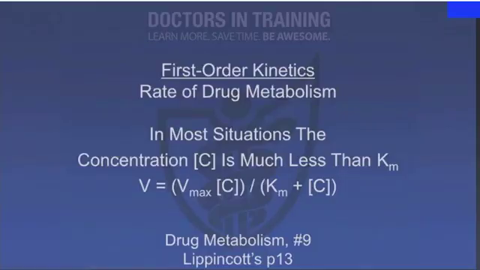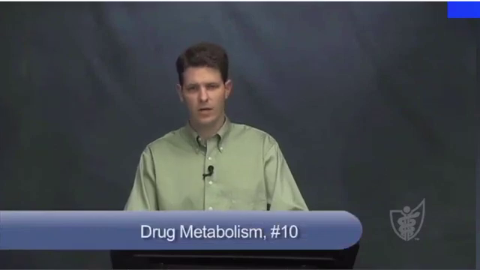So in most situations, the concentration of the drug is much, much less than Km. So the denominator of our equation there is basically just Km. The C that you're adding to it just cancels out because it's insignificant. So you do a little algebra, and you get V equals Vmax times C over Km. So what that means is that you have a constant fraction of the drug, represented by C, divided by Km. So some fraction of the drug is being metabolized per unit of time. And this is first-order kinetics.